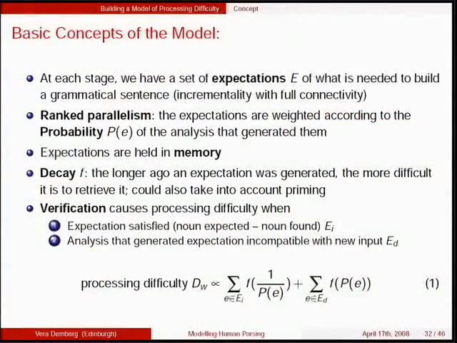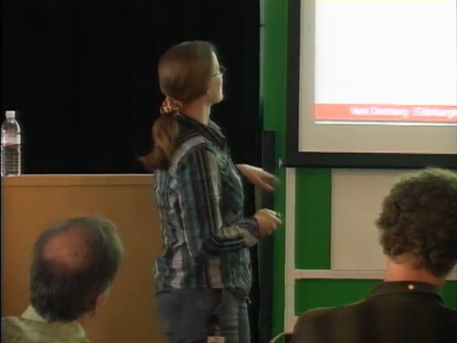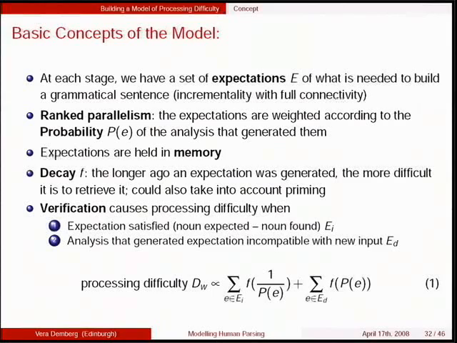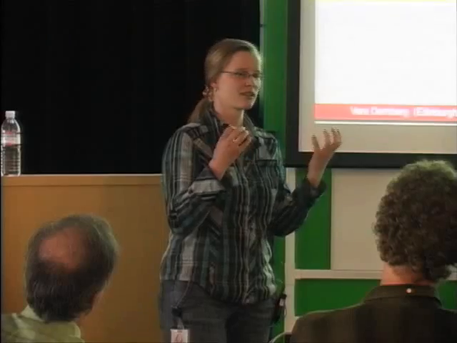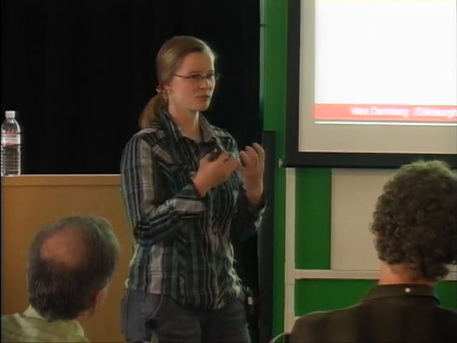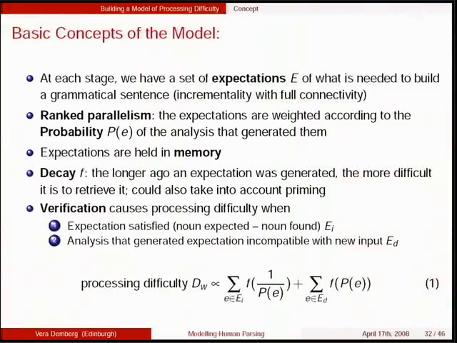The basic concept of the model that I'm proposing is that at each stage, we have a set of expectations about what we still need in order to achieve a grammatical sentence. Once you've only heard the determiner "the", you may think, I still need some noun, I still need some verb. All the expectations are kept track of in the brain in parallel, and they're stored in memory.